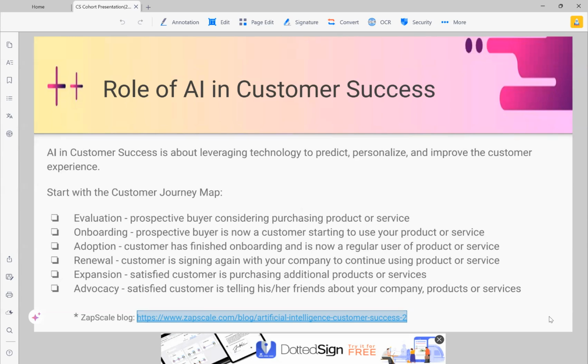So you have the evaluation stage, where you have a prospective buyer that's considering purchasing a product. Your product onboarding, where this buyer is now a customer and is about to start using the product. Adoption, where they've finished the onboarding process and are now using the product pretty much daily, hopefully, and trying to get value out of it. And then you have renewal, then expansion, and finally advocacy, right?